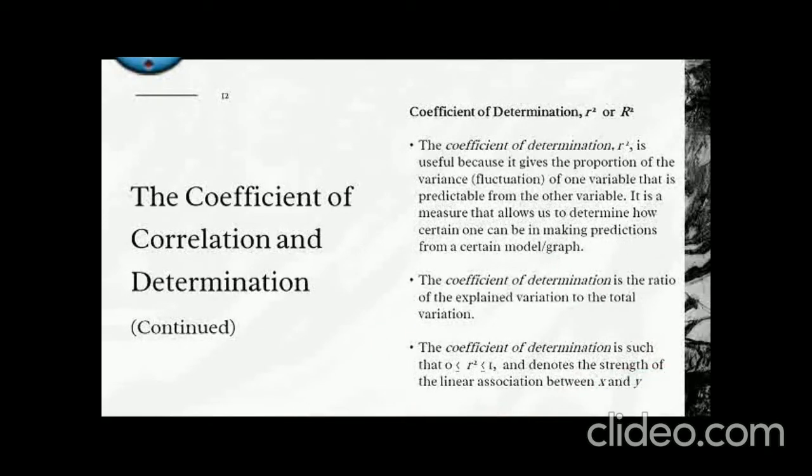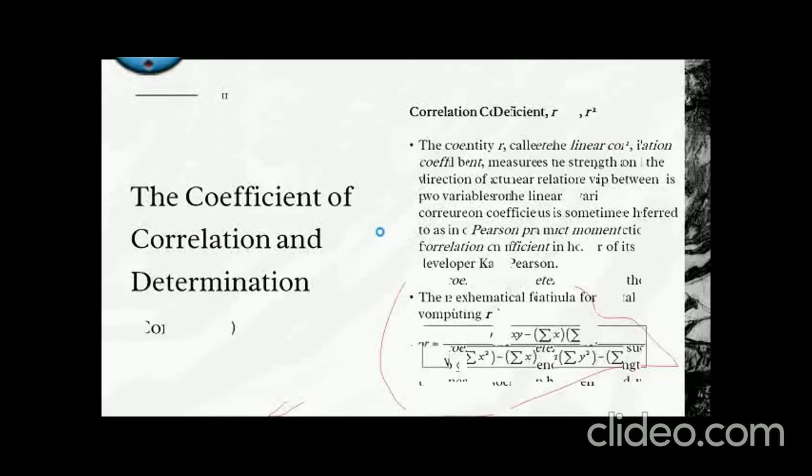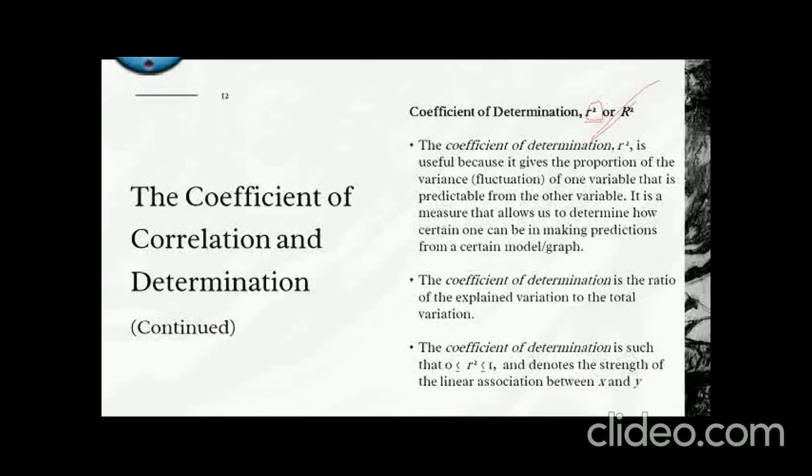Next, the coefficient of determination, which is symbolized by r squared. As you can see from this symbol, the coefficient of determination is just the square of the correlation coefficient. So you just need to square the result to find the coefficient of determination.